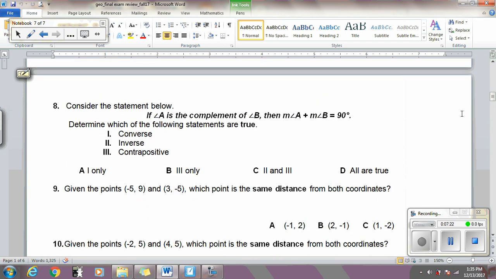All right, for number 8, it says if angle A is the complement of angle B, then the measure of angle A plus the measure of angle B equals 90 degrees. Determine which of the following statements are true. To do this one, it works best to write out each statement before judging whether it's true or false. So let's go to a different page to do that.